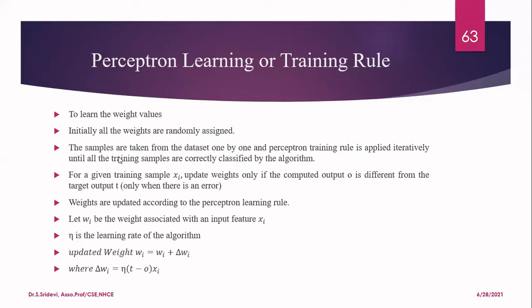And you have to consider the samples one by one from your data set and apply the perceptron training rule iteratively to those data sets. And you are going to continue this process until all the samples are correctly identified by the algorithm with the necessary weights. If it is not correctly classifying it, you have to update the weight. For example, for a given training sample Xi, you are going to update the weight only if the computed output O is different from the target output T.